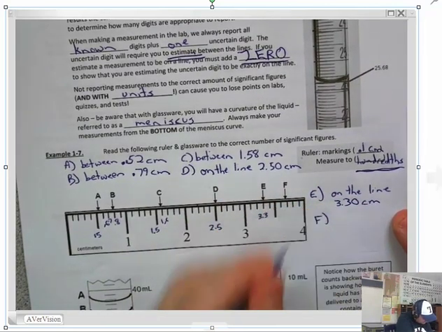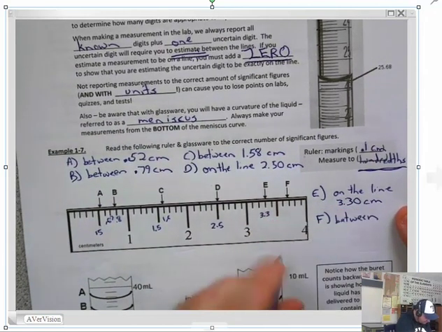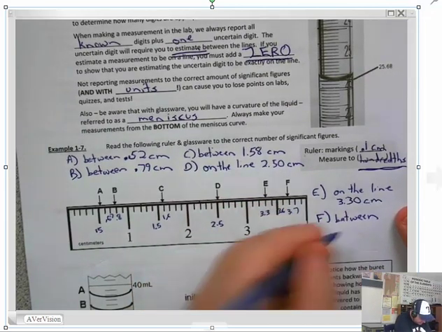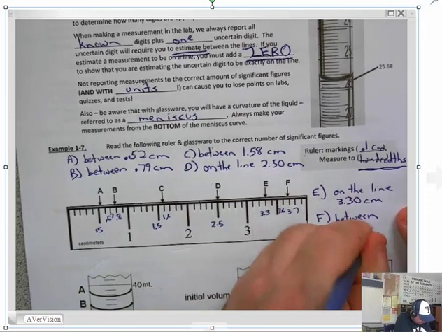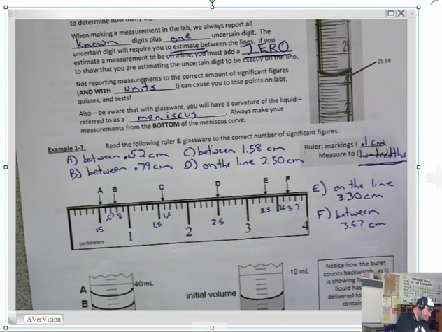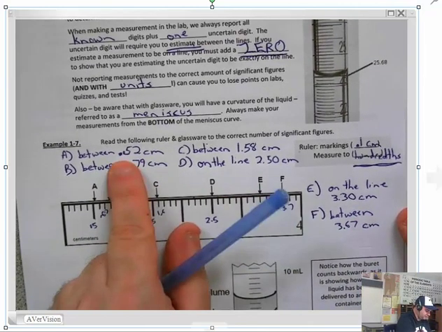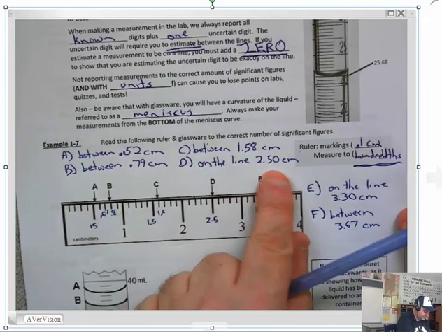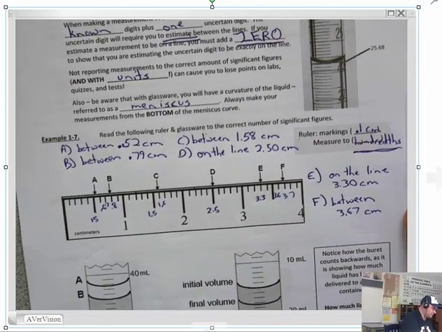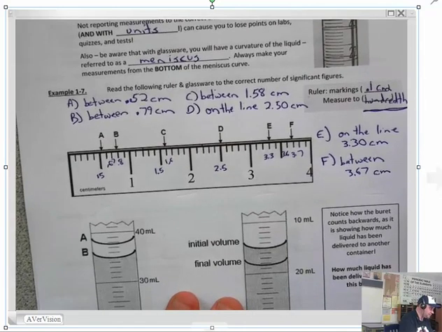And then F, oh, that one's between the lines. This is 3.6, 3.7, and let's go with 3.67. If you wrote down 3.68, I'll mark that correct. If you wrote down 3.69, I'll mark that correct because you estimated between the lines. Notice that all these measurements, 0.52, 0.79, 1.58, 2.50, 3.30, and 3.67 are all to the hundredths place because this ruler can measure to the hundredths place.